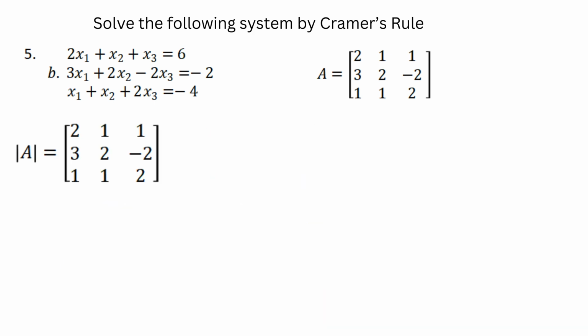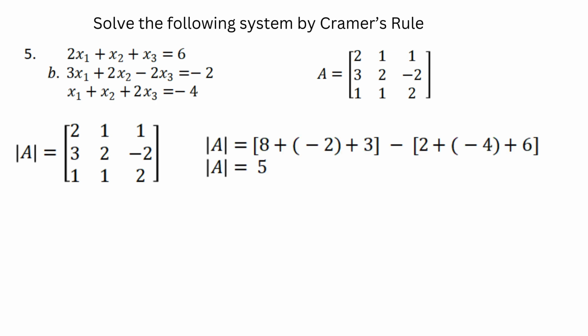So we have here the determinant of A is equal to this matrix: column 1, we have 2, 3, and 1; column 2, we have 1, 2, and 1; column 3, we have 1, negative 2, and 2. By applying the determinant, we have arrived at this solution. The determinant of A is equal to 8 plus negative 2 plus 3 minus 2 plus negative 4 plus 6, and that is equal to 5. So our determinant of A is 5.